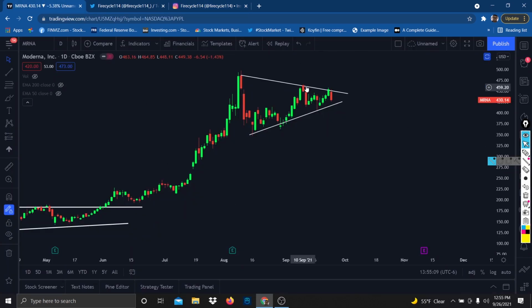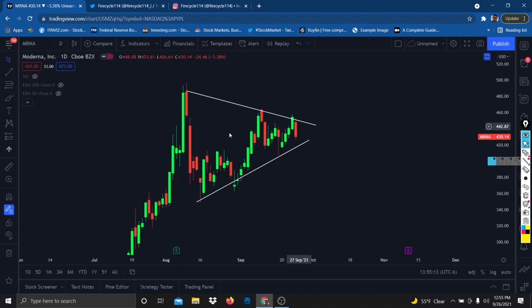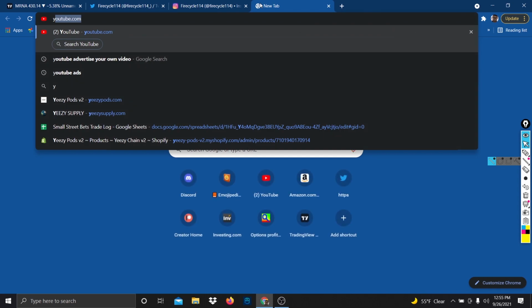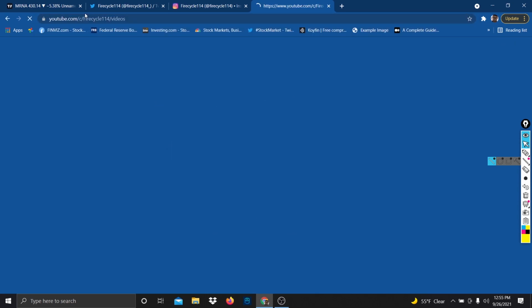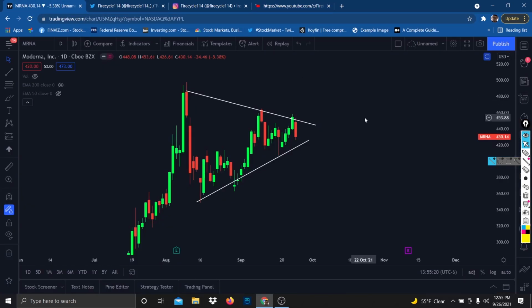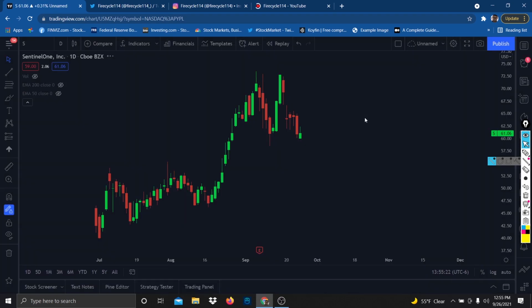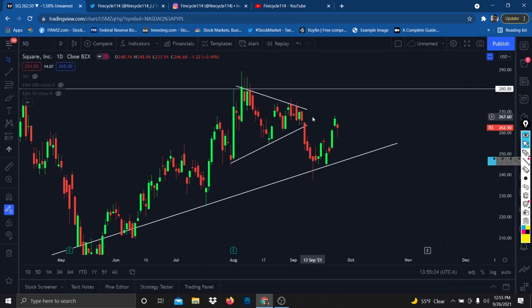Now let's get back to Moderna right over here. This is a symmetrical triangle breakout. So I did make a video on a symmetrical triangle, the SQ play. So remember the SQ play we had? So this was a symmetrical triangle breakout.